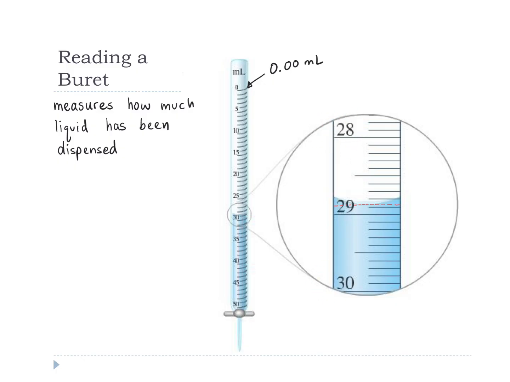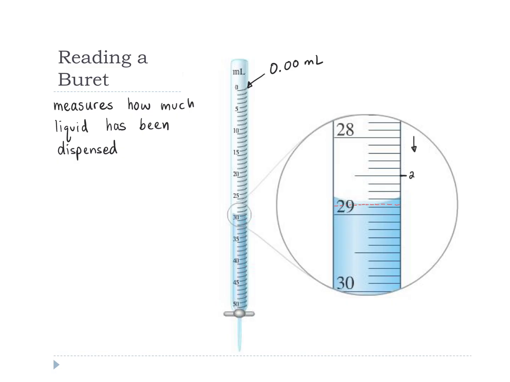So it's 28 and then 29 and then 30. Students are tempted to call this measurement like 29.1. That is wrong, because this measurement, this bottom of the meniscus, falls between the 29 and the 28 line. So in reality, we're recording our measurement from the top down.